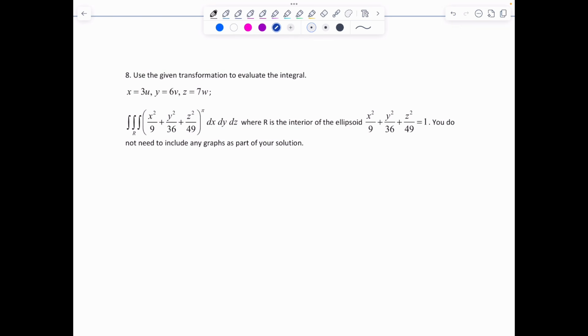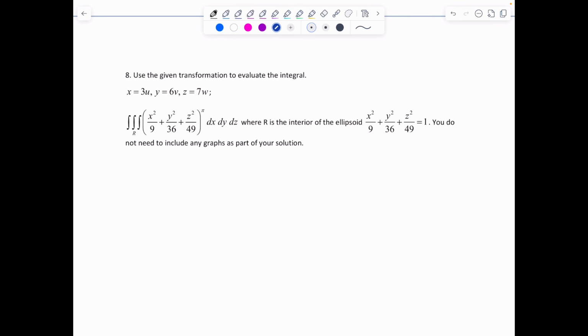Use the given transformation to evaluate the integral. I know, this is the Jacobian problem, and I took pity on their poor souls. I gave them a very, very straightforward one with no graphing. x equals 3u, y equals 6v, z equals 7w. Here's the triple integral. R is the interior of the ellipsoid. You do not need to include any graphs as part of your solution.